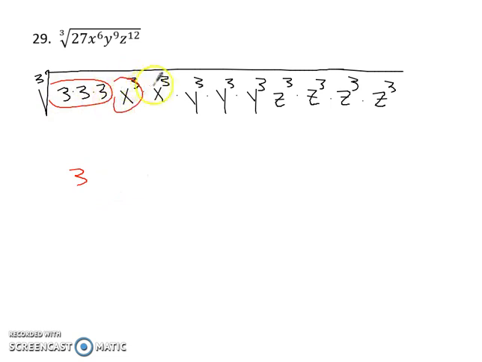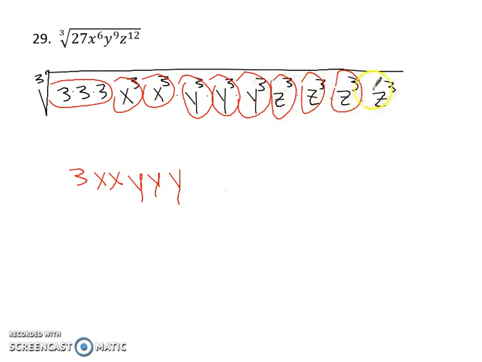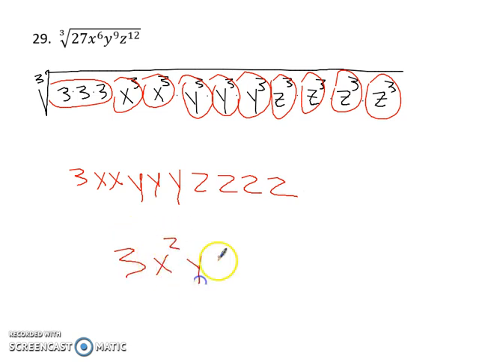We have 2 triple x's we can pull out. We have 3 triple y's we can pull out. We have 4 triple z's we can pull out. And we're left with nothing under the root. So the root goes away and we're left with 3x to the 2nd, y to the 3rd, z to the 4th power.